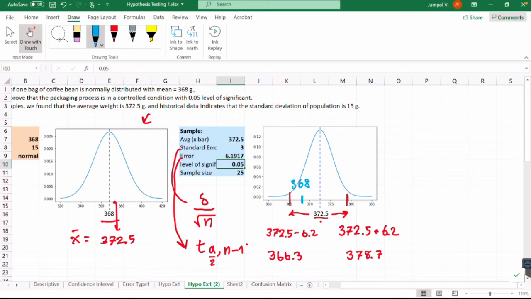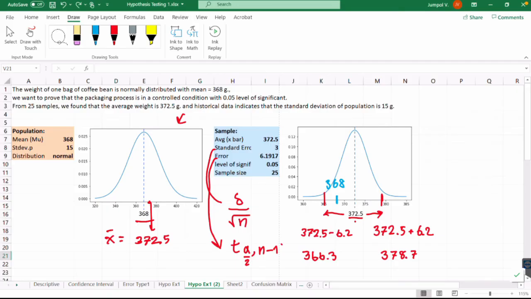saying that there is not enough evidence to reject the null hypothesis, or the sample mean is not statistically different, is not significantly different from the population mean.